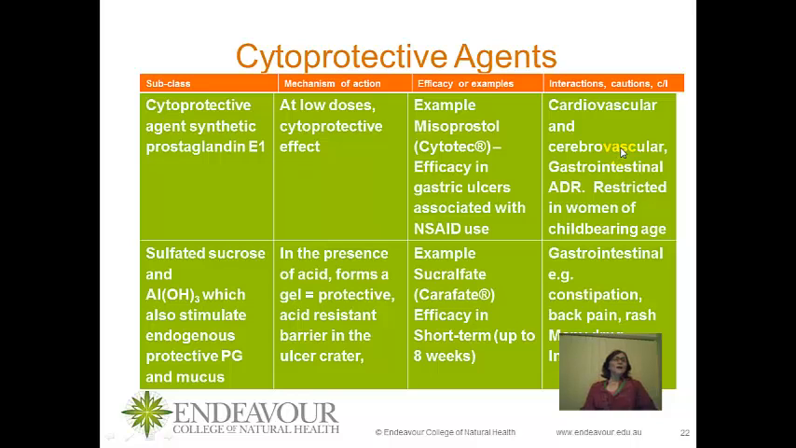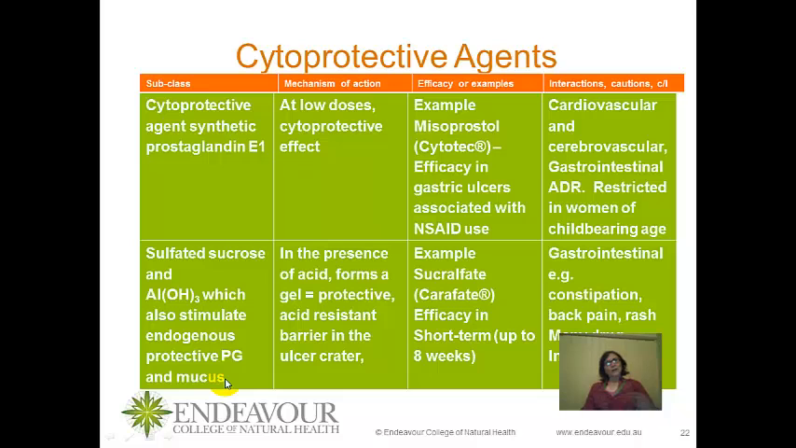Being a hormone analog, they do have some serious adverse effects throughout the body, and because they are a synthetic hormone acting on uterine smooth muscle, they're restricted in women of childbearing age. There are some various cardiovascular and cerebrovascular issues too with their use.